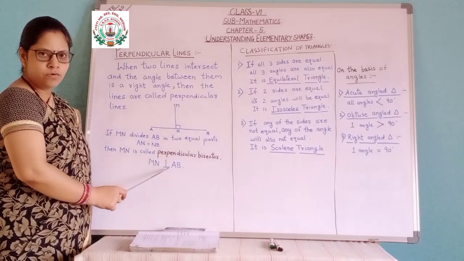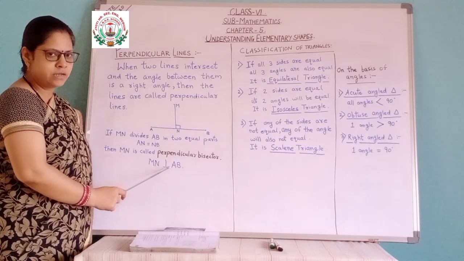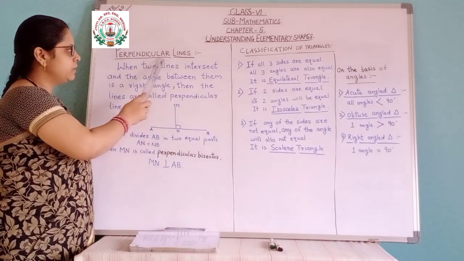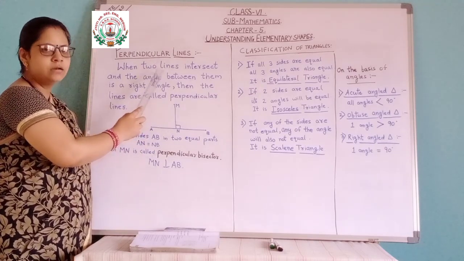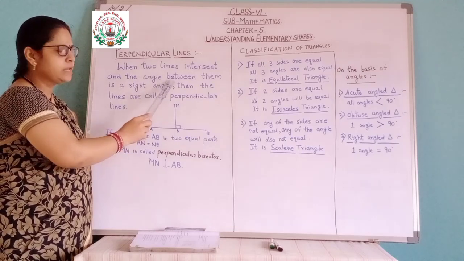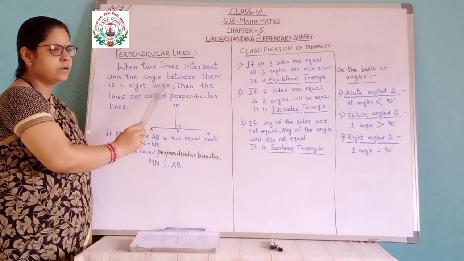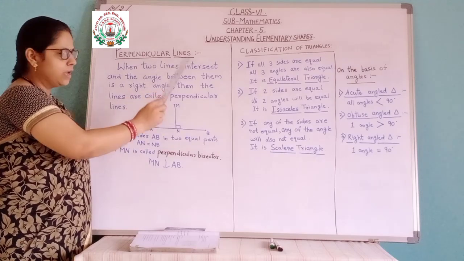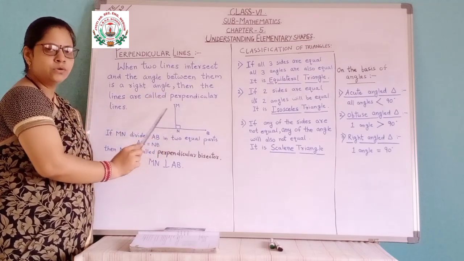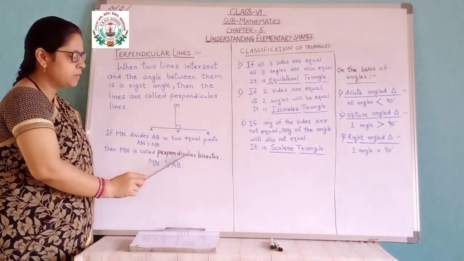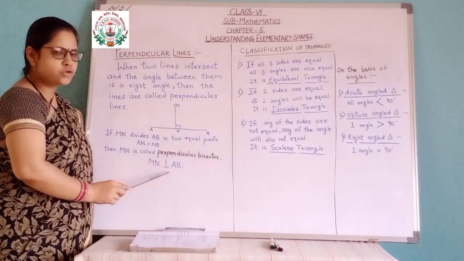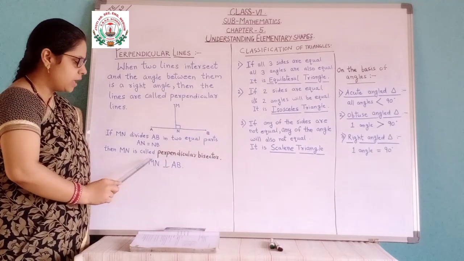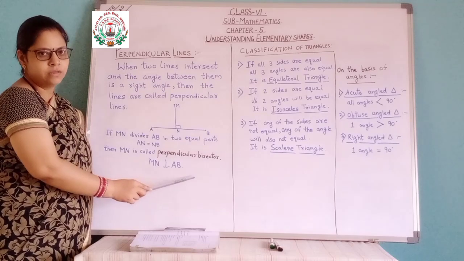This is the short form of writing the perpendicular sign. Again repeating, perpendicular lines: when two lines intersect each other in such a way that they form a 90 degree angle between them, it is called perpendicular lines, and if it is dividing into two equal parts, it is called a perpendicular bisector. This is the short form of writing and showing MN perpendicular to AB.